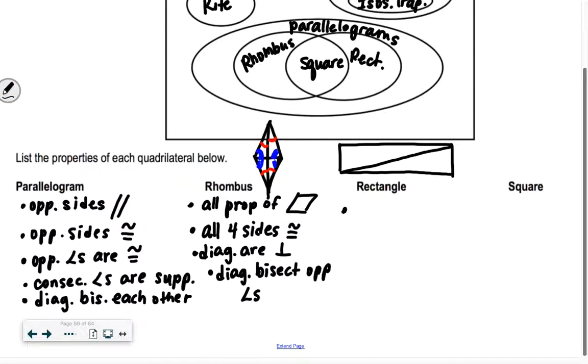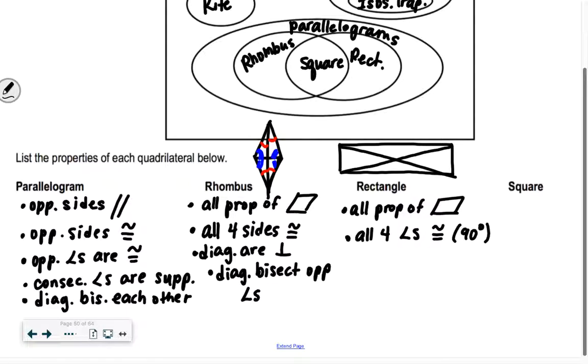So I would say all properties of a parallelogram. We don't have all 4 sides congruent, but we have all 4 angles congruent. They're all 90 degrees, right? Anything else? Are the diagonals perpendicular? Nah. The diagonals don't bisect the opposite angles. Nothing like that. Anything else? I don't think so. I think that's it, right? How about a square? So it's going to be all properties of a parallelogram, a rhombus, and a rectangle.